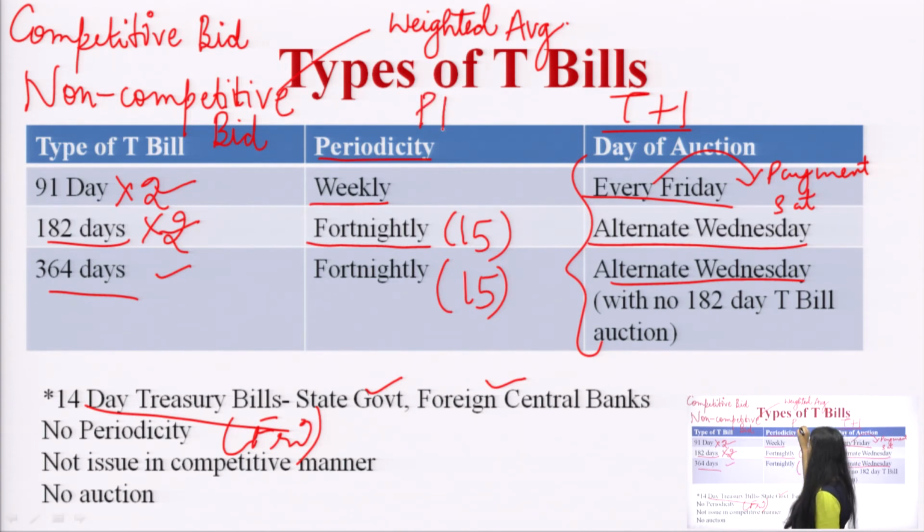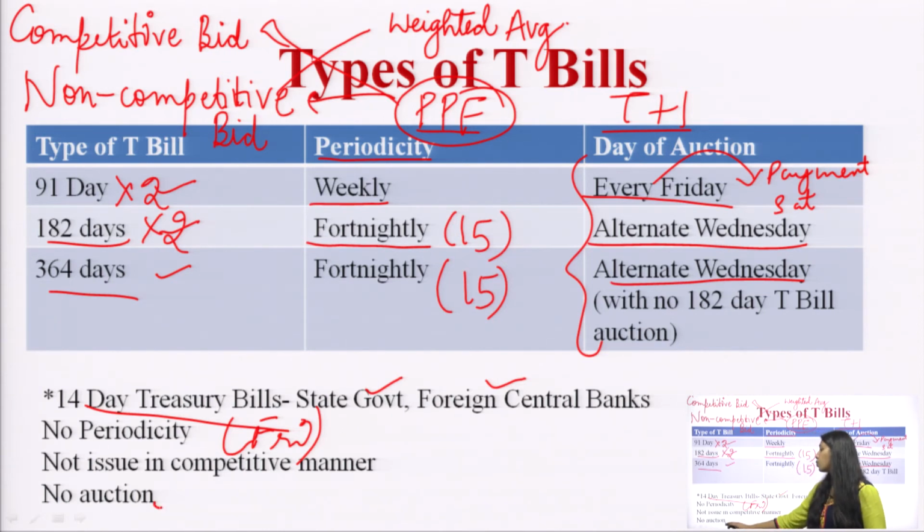For PPFs, the public provident funds, and for these agencies, what is happening? They can participate in both the markets. Both markets means they can participate in the competitive bid, and they can also participate in the non-competitive bid. Moving forward, there is no auction. In these three cases, the auction is taking place. However, in the case of the 14 days Treasury bill, the auction will not take place.